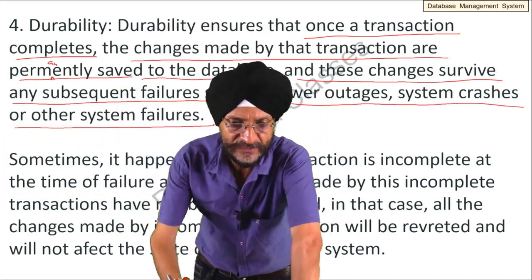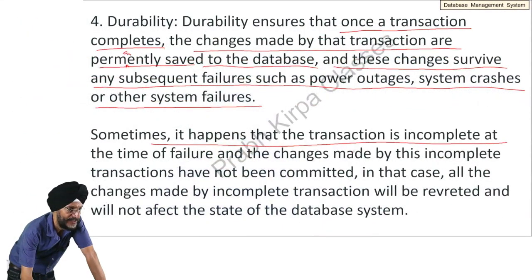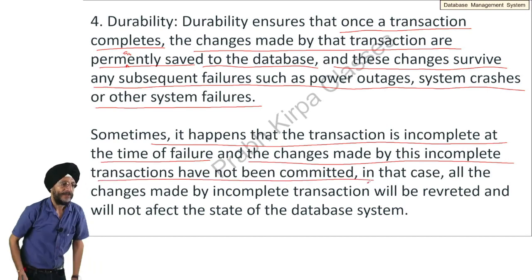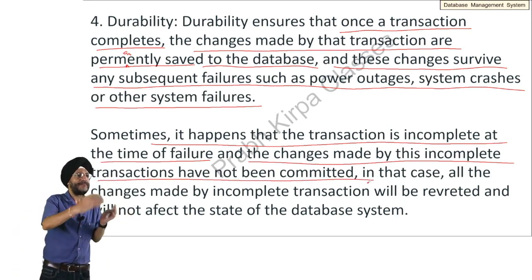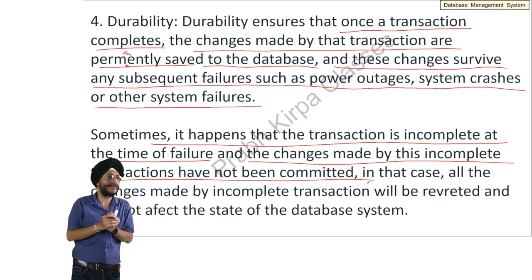Let us read what is written here. Sometimes it happens that the transaction is incomplete at the time of failure, and the changes made by this incomplete transaction have not been committed. Committed means saved to the database. It means that a transaction is, suppose, going on. There are many operations which have to be performed in the transaction.